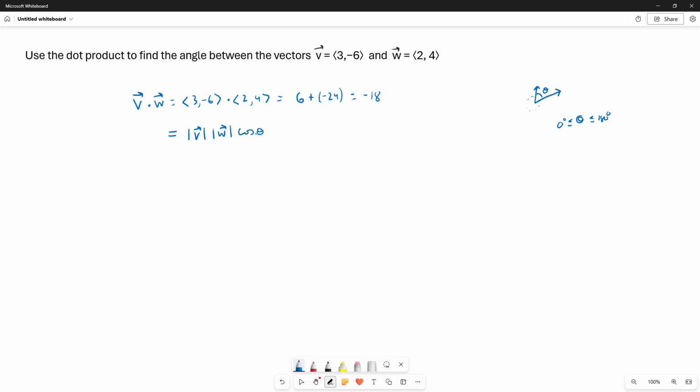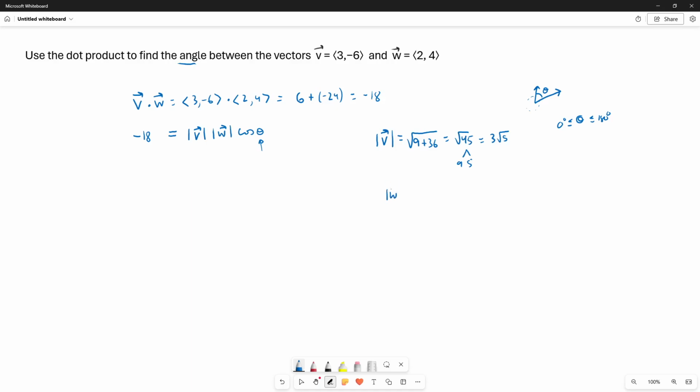So now to find theta, we want to find the angle between the vectors, that would be theta. We will use the fact that our dot product is negative 18, and we can easily compute the magnitudes here. The magnitude of v is the square root of the sum of the squares of the components. So take the square of each component, 9, 36, add those together, square root of 45, which is the same as 3 times the square root of 5, because 45 is 9 times 5.